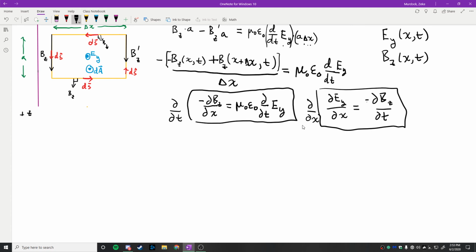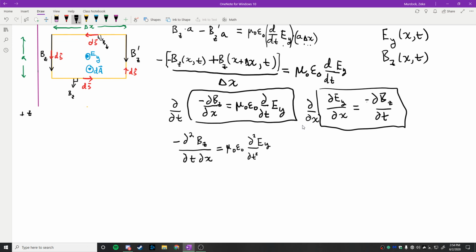Let's use a different thing to show what we're going to get. So the left-hand side of this equation here is going to become negative. Wow, that's going to be hard to write. Okay, so this left-hand side is going to become a mixed partial derivative, which we write like this. It's a mixed partial. The right-hand side, we're taking the time derivative of both sides, right? So the right-hand side is just going to become mu naught epsilon naught, and then the second derivative, like this, of Ey. Mixed partial on the left, double partial derivative on the right.